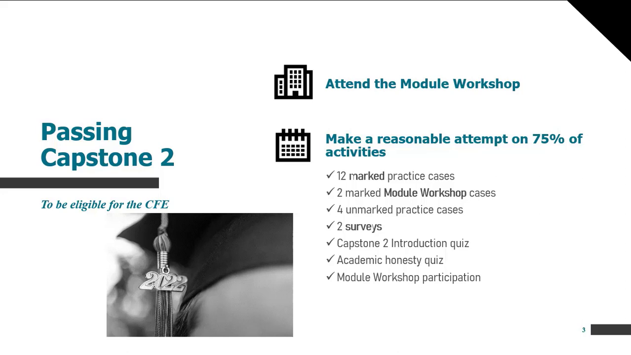To make sure you pass Capstone 2, you must attend the module workshop and complete the associated activities. For Capstone 2, you must make a reasonable attempt on at least 75% or 17 of the Capstone 2 weekly activities. The weekly activities will include 12 marked practice cases, 2 marked module workshop cases, 4 unmarked practice cases, 2 surveys, an introduction quiz and an academic honesty quiz, and the module workshop participation. Realistically, it is not challenging to pass Capstone 2, as it is in your best interest to participate and use the marking and resources provided to you to help you study with the CFE.